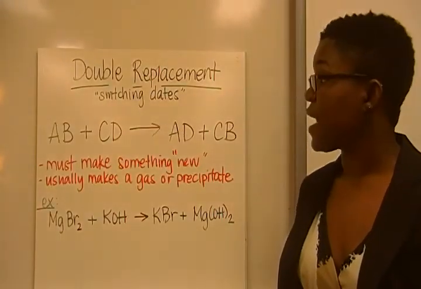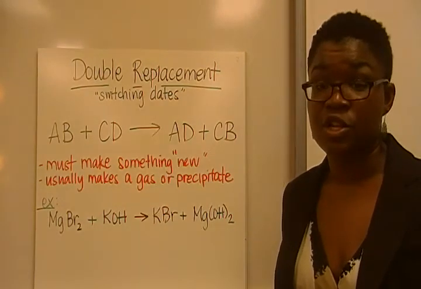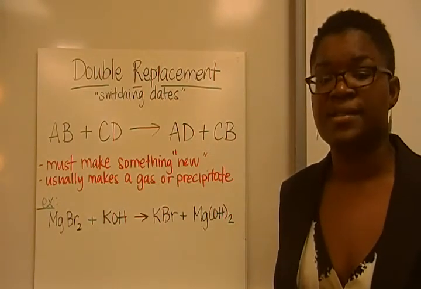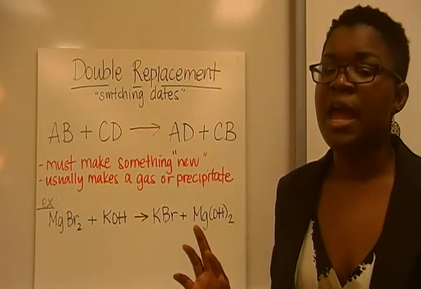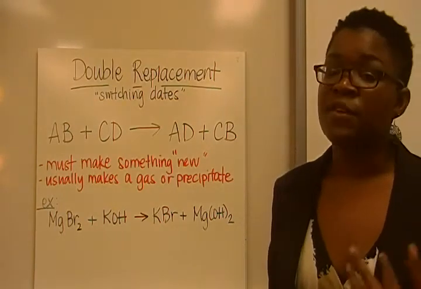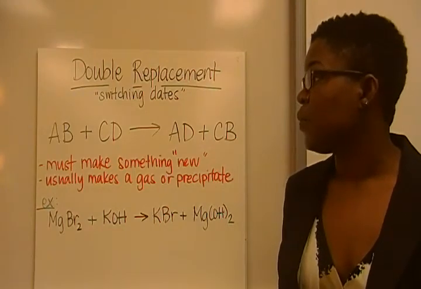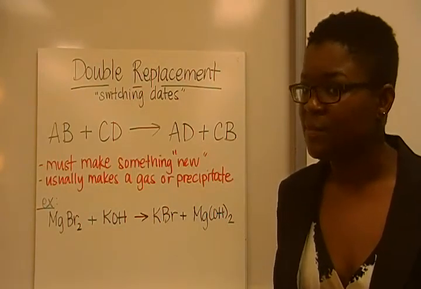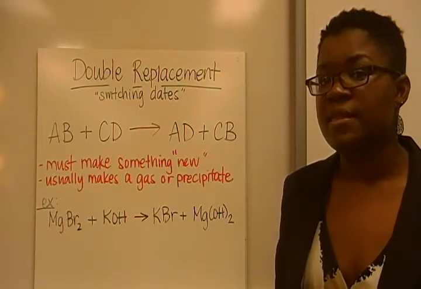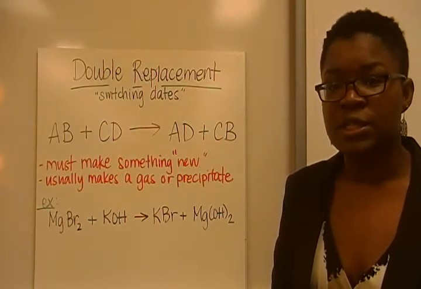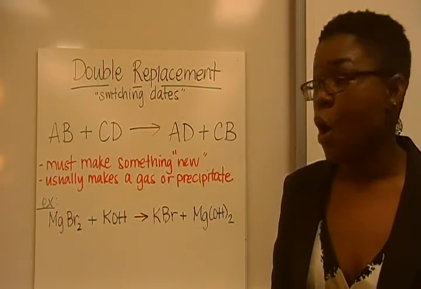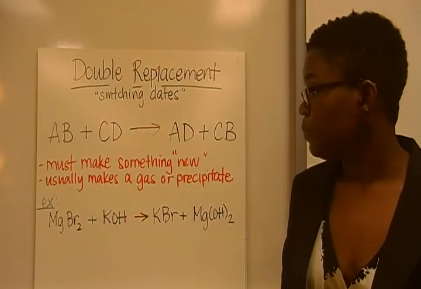The next type of reaction is a double replacement reaction. So this is where you have 2 sets of friend couples going to prom, and they wind up switching dates. Now there's rules to this, and we'll talk a little bit more about those later. Typically with double replacement reactions, there has to be some chemistry going on. So what I mean by that is you have to make something new. Usually something new is a gas or a precipitate of some type.